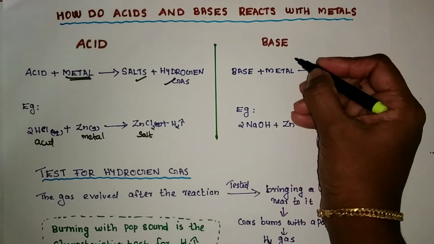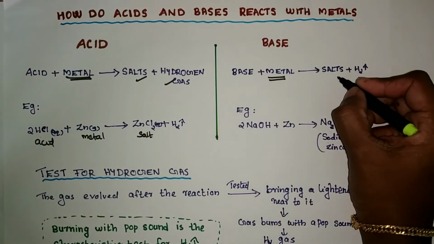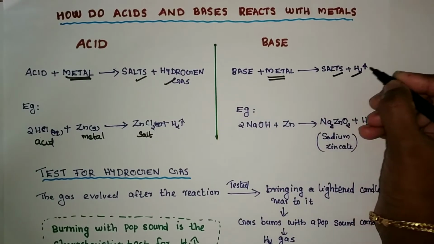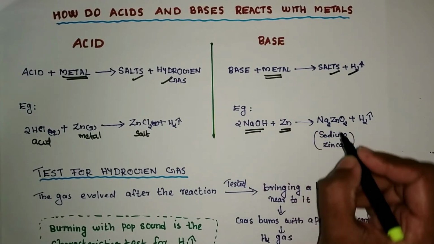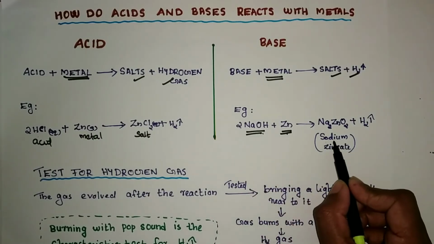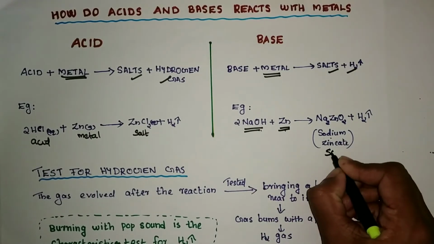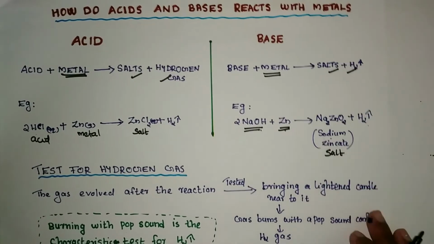Then what happens when a base reacts with metals? When a base reacts with a metal, at that time also they release salt and hydrogen gas. NaOH is a base, zinc is a metal. When sodium hydroxide reacts with zinc, it produces sodium zincate, which is a salt, and it also liberates hydrogen gas.